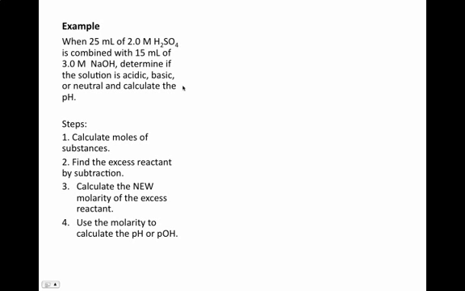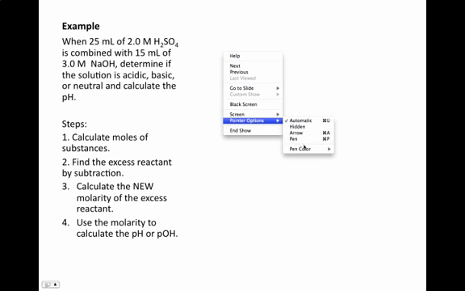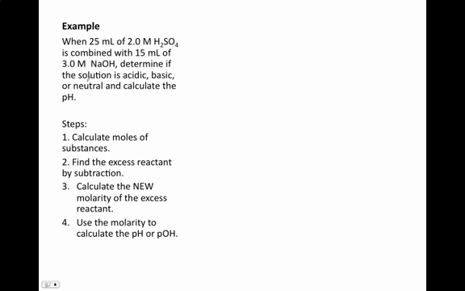So, I'm going to go through an example calculation to figure out how to do this. When 25 milliliters of 2 molar H2SO4 is combined with 15 milliliters of 3 molar NaOH, determine if the solution is acidic, basic, or neutral, and calculate the pH. So the first step is to calculate the moles of the substances.